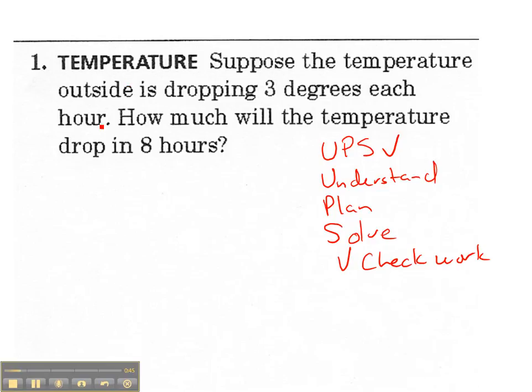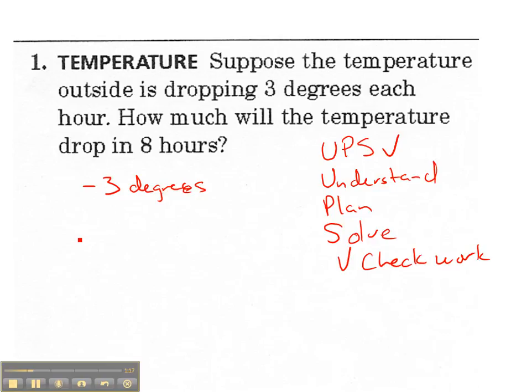So the temperature is dropping 3 degrees. That sounds like an integer, -3. -3 degrees each hour. So if we want to know how much the temperature will drop in 8 hours, it drops 3 degrees every hour. So we could add up -3 8 times. But remember, repeated addition is the same as multiplication. So I'm going to plan to solve this problem using integer multiplication.